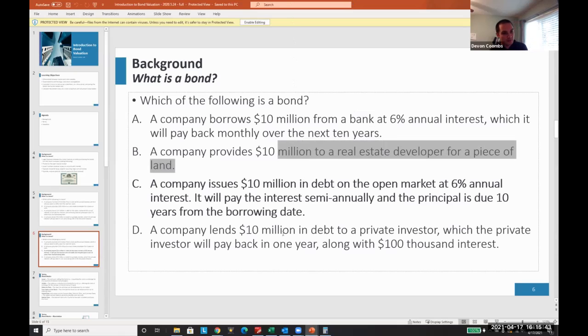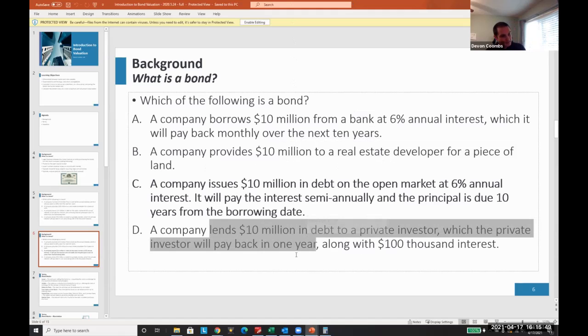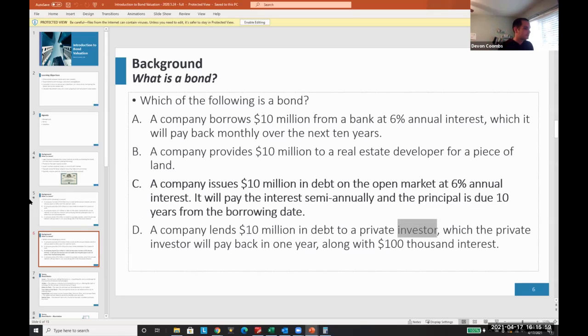If they provide 10 million to a real estate developer, that's just a sale of land or purchase of land. Or if they lend 10 million to a private investor, that's actually a receivable. Like we're giving money away and expecting to collect interest.